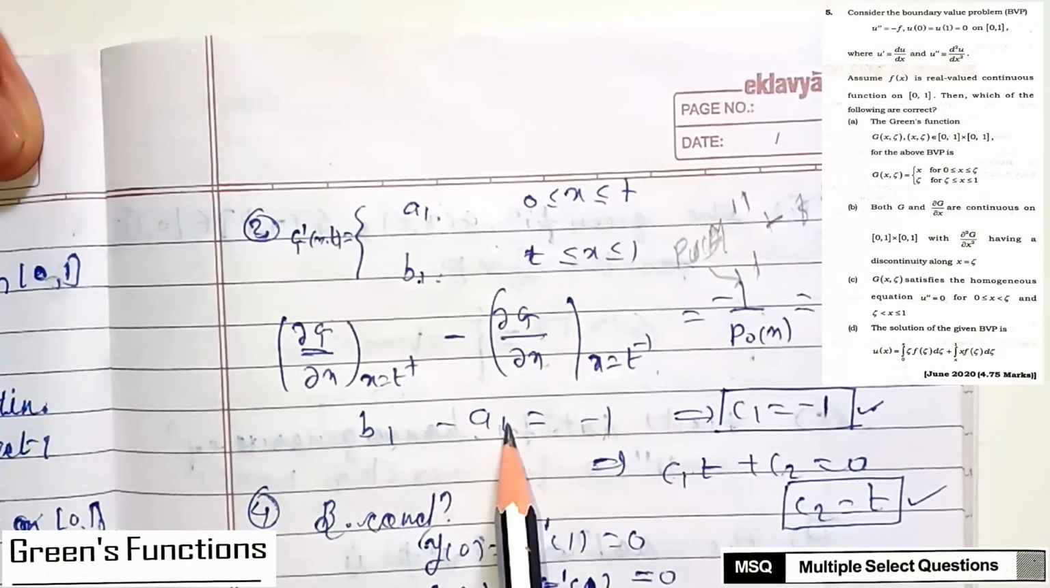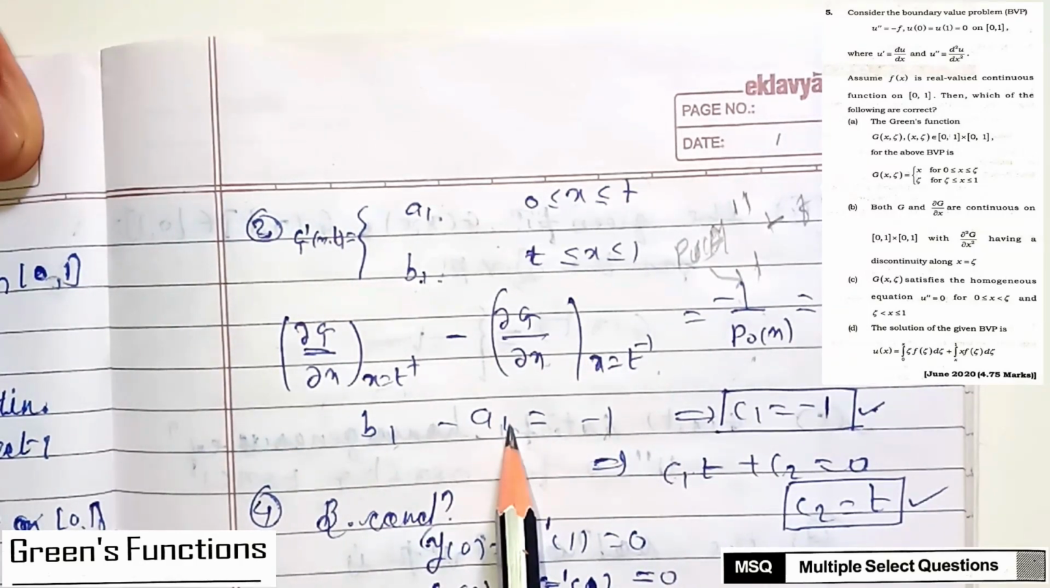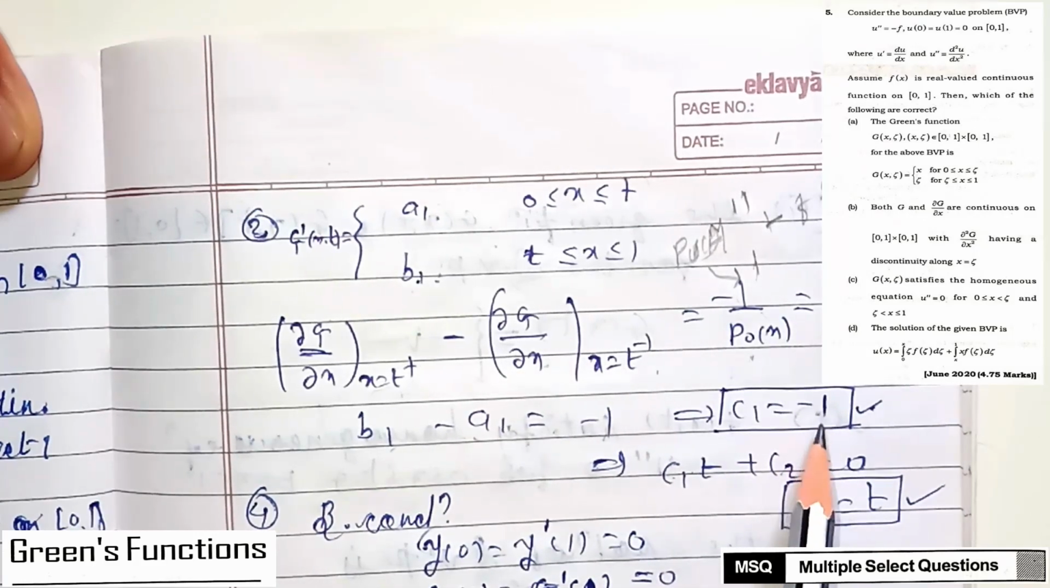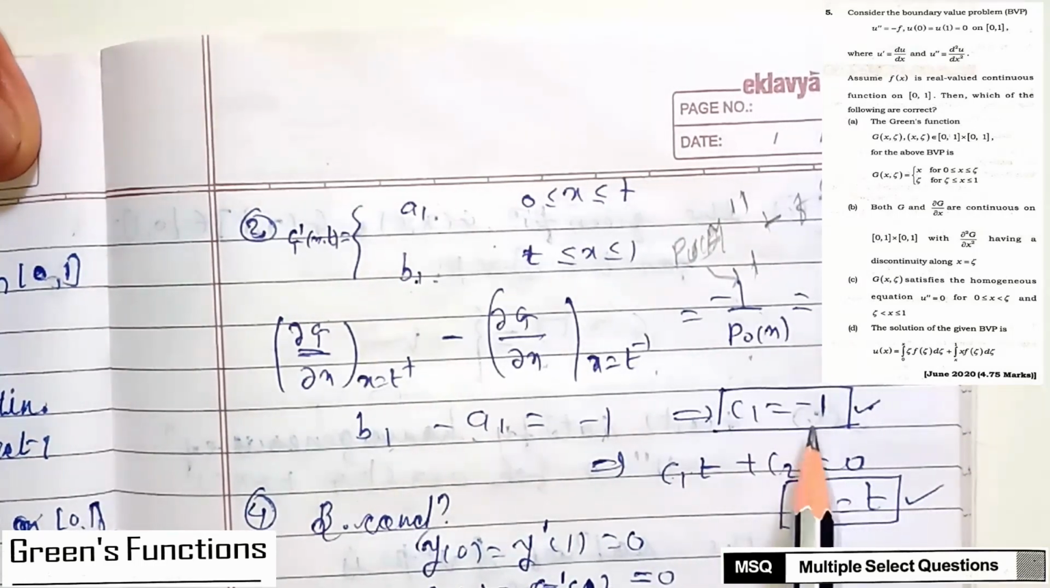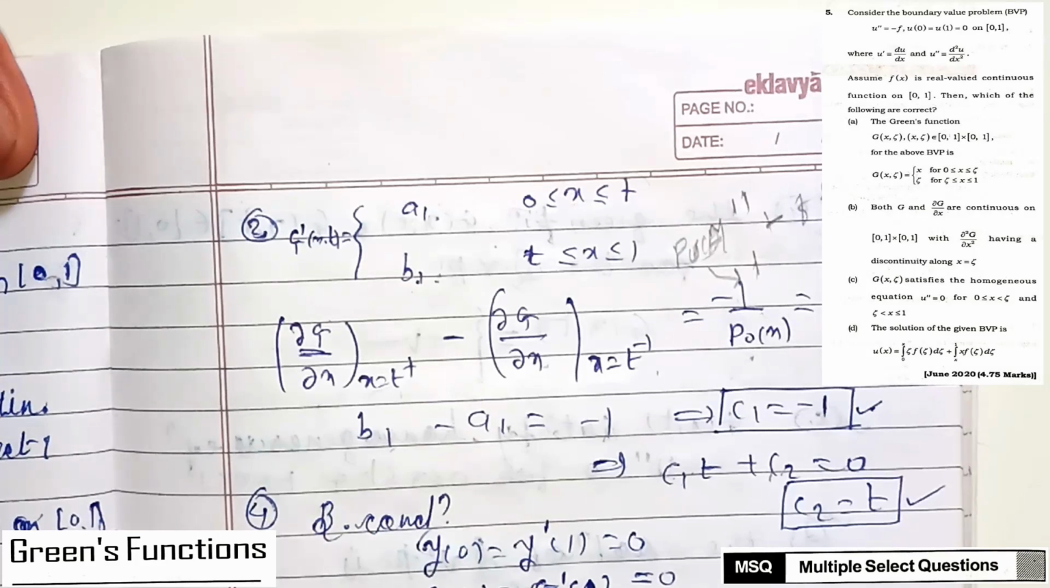And b1 minus a1, which we have considered here, is equal to c1, and c1 is minus 1. Already I considered b1 minus a1 equal to c1 in my previous step. So c1 is minus 1. Now put it into c1t + c2. Okay, so you will get c2 equal to t. This is coming from the differentiation at n minus 2 times. Okay, c2 is equal to t.